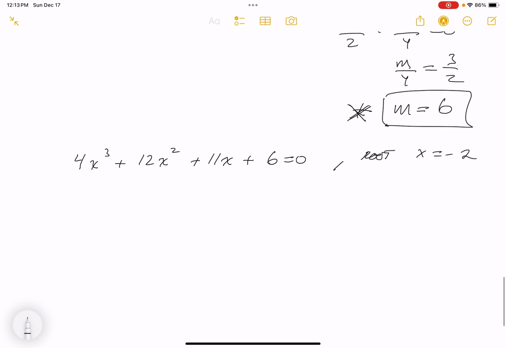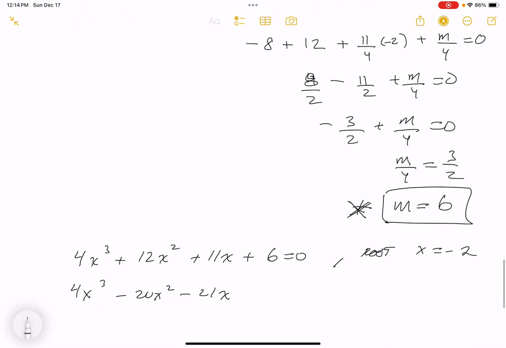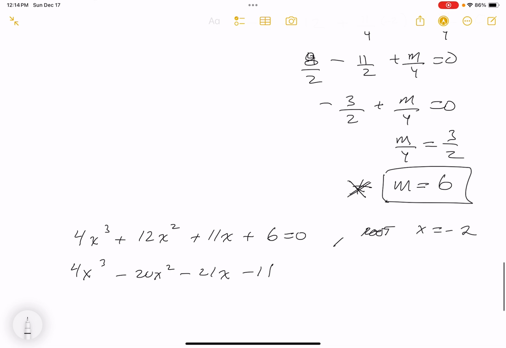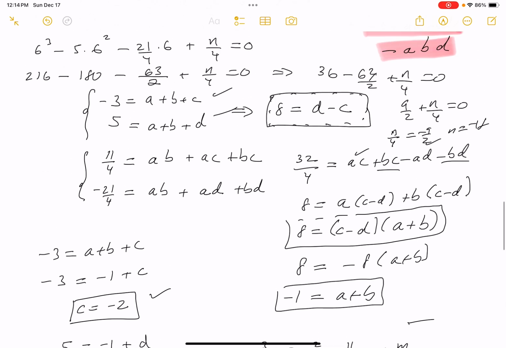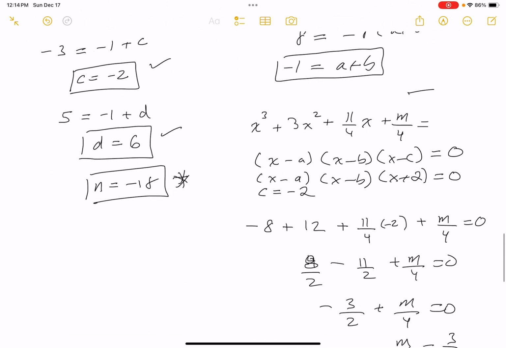Let's put the other equation down. That's 4x cubed minus 20x squared minus 21x. And what was n? Oh, minus 18. And that equals 0. And I know a root of this one too, and that was d. What was d equal to? Let's go back to that. I found d, right. Oh, d was 6.